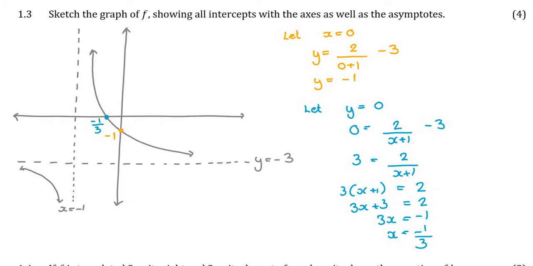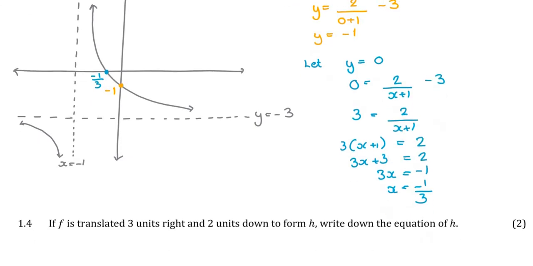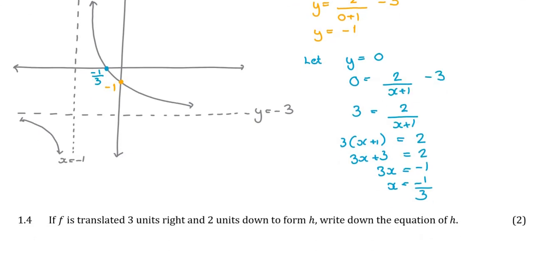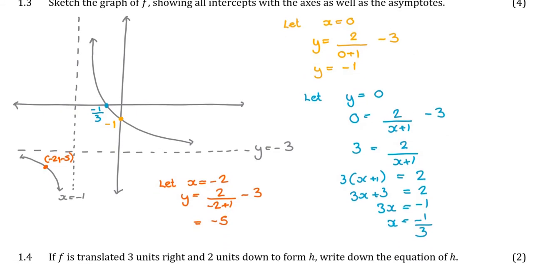Now, I do have a naked branch here, and so I do want to go sort that out. For my naked branch, I'm going to say let x be equal to -2. So I'd have y is equal to 2 over -2 plus 1 minus 3, which is -5. So -2, -5 is the point on the naked branch. Okay, now that was 4 marks. So quite quick, and remember I only marked the graph, so you don't actually have to do any of the working out very neatly.